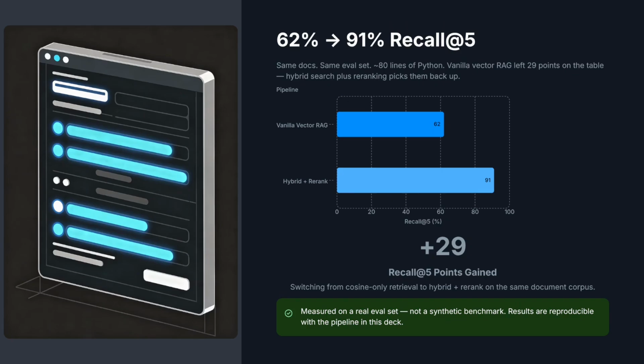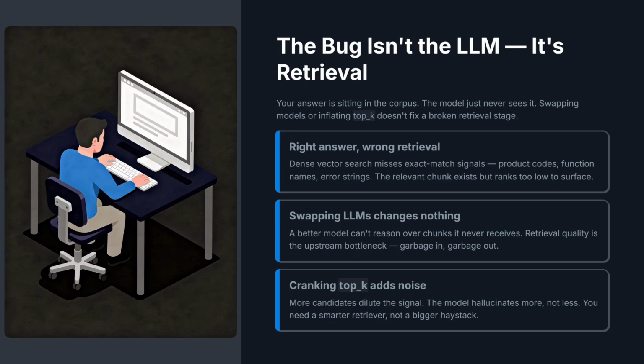Look at this, same eval set, same docs. Vanilla RAG hit 62%, hybrid plus rerank hit 91%. You know that feeling. Your RAG is up, embeddings flowing, ChromaDB humming, but the model keeps missing answers sitting right there in your docs. So you swap to a bigger model and crank up top K, but nothing helps. Because honestly, the bug isn't the LLM, it's retrieval. We're fixing it with two pieces.